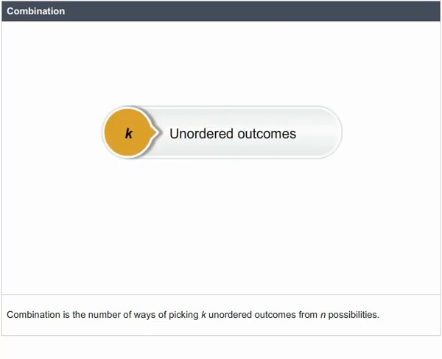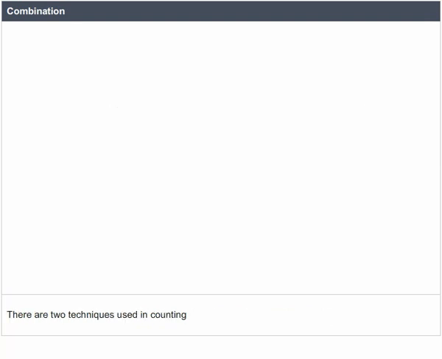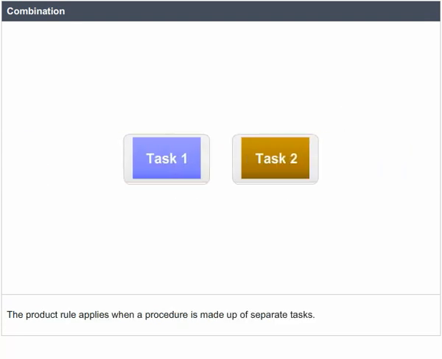Combination is the number of ways of picking k unordered outcomes from n possibilities. There are two techniques used in counting: sum rule and product rule. The product rule applies when a procedure is made up of separate tasks.